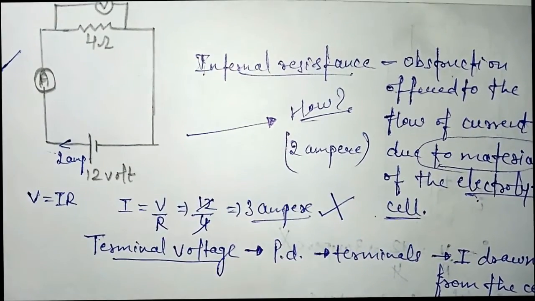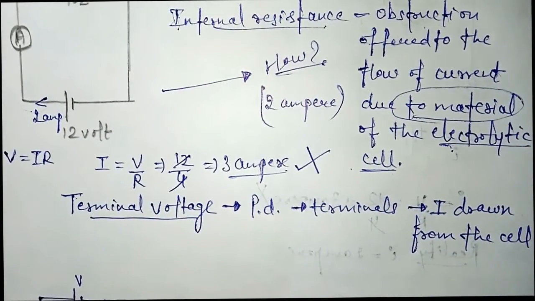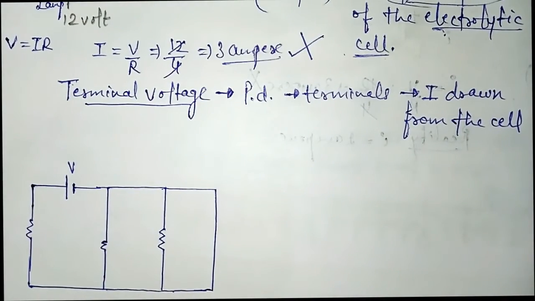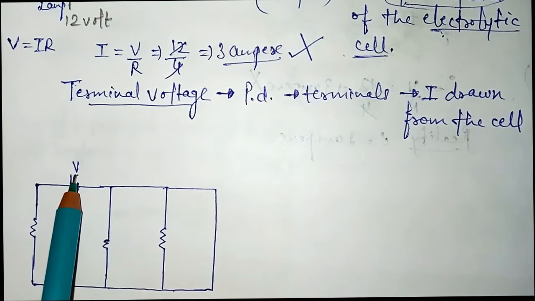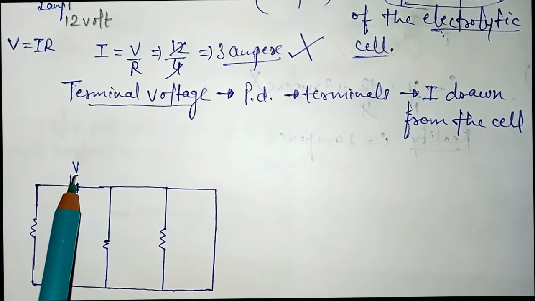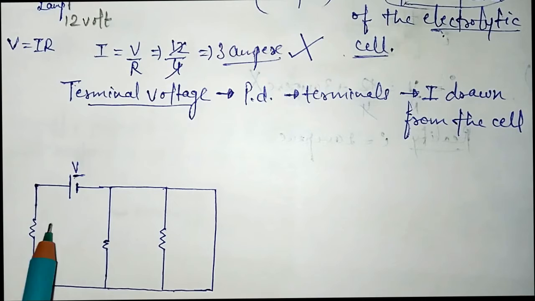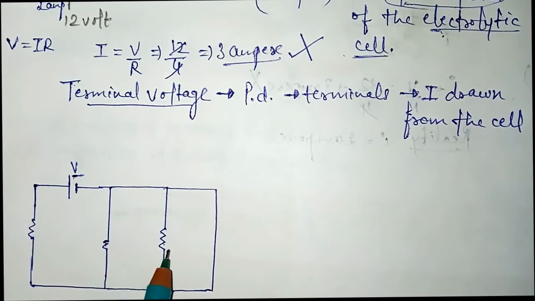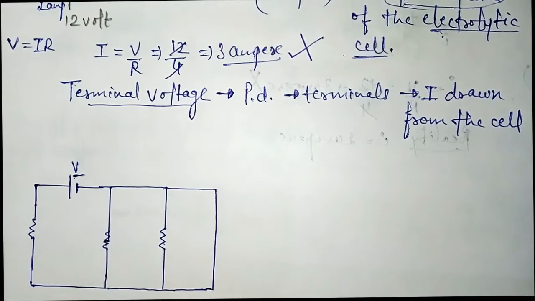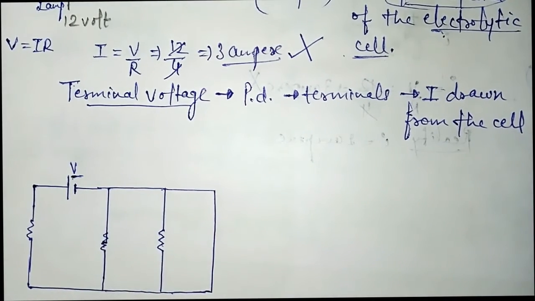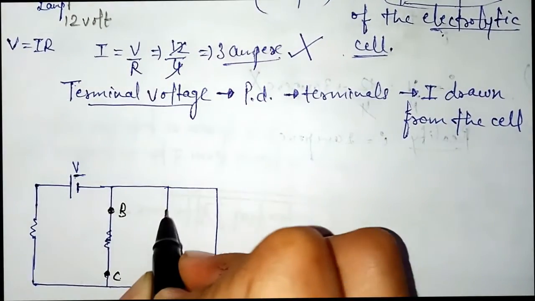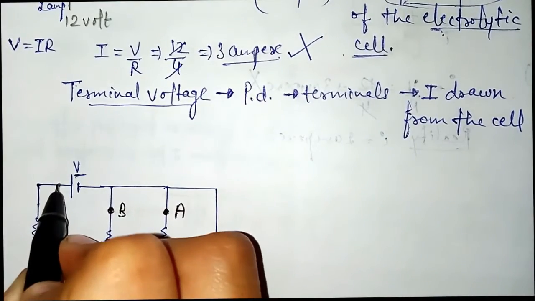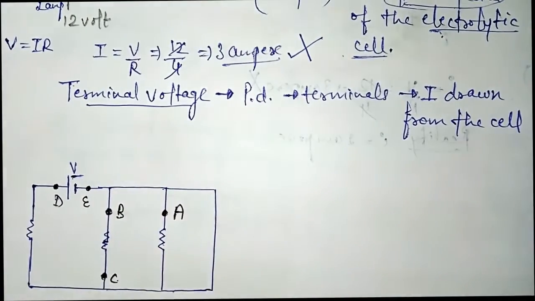Okay, now I give you a circuit. Here is the circuit. Now this is the cell, or you can say a battery of voltage V. There are resistors of different values. I mentioned some points: B, C, A, D, E.